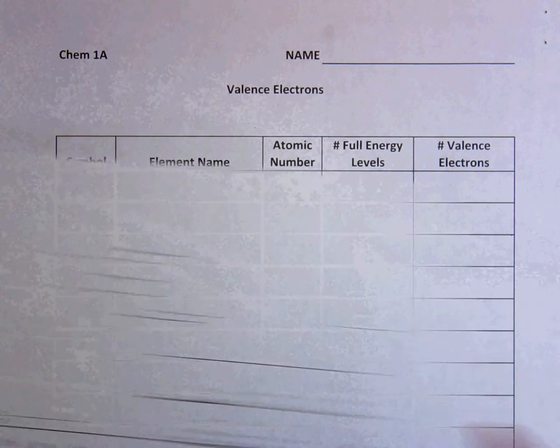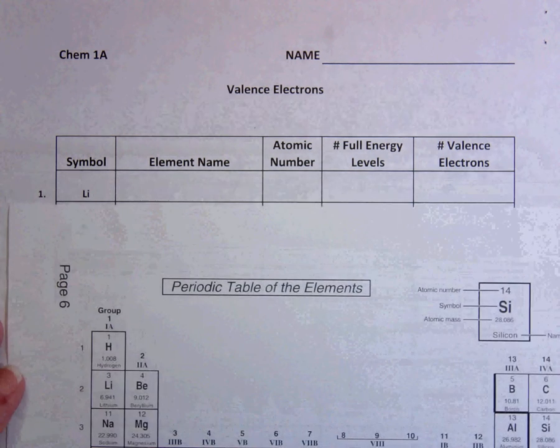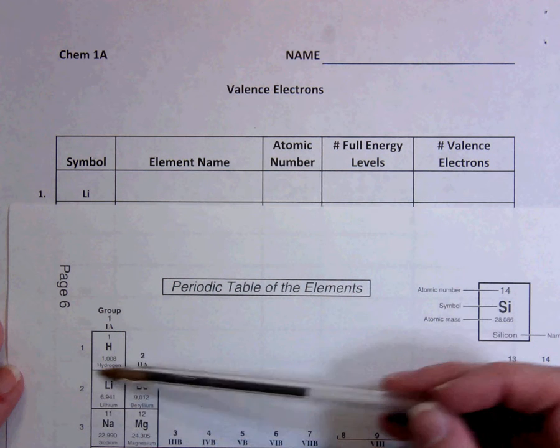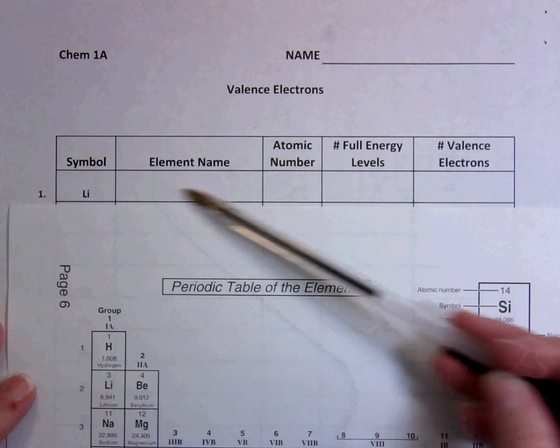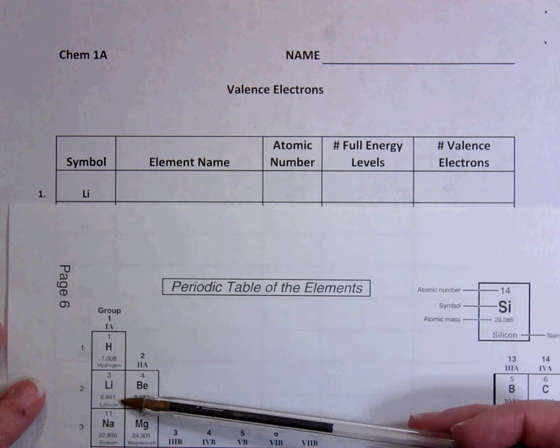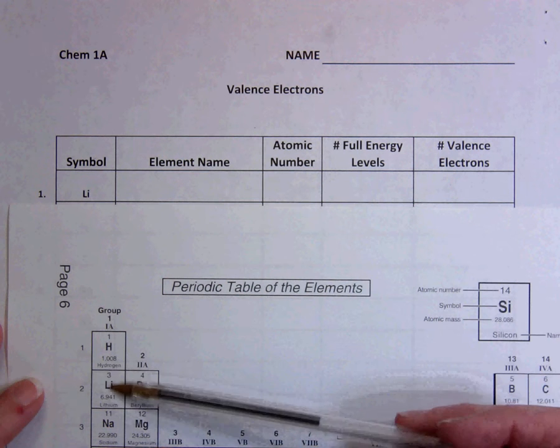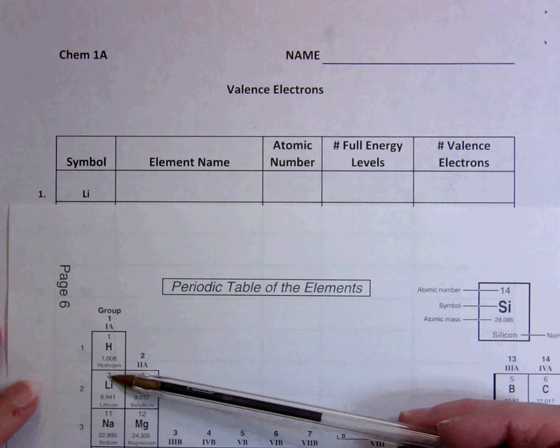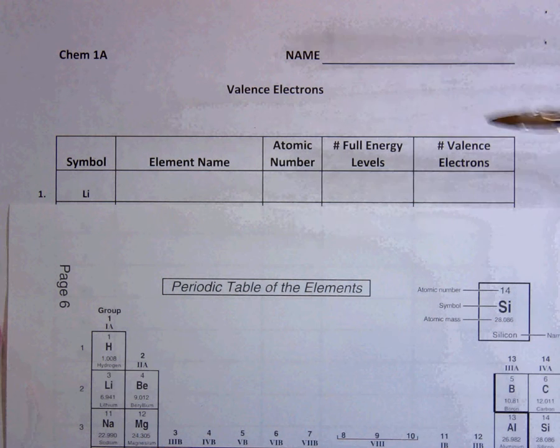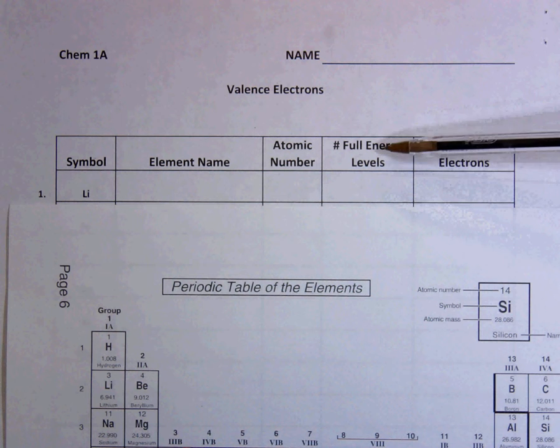If I look up the symbol Li, I find Li right here. It's lithium. So I would write down lithium as the element name. The atomic number, as you can see, is 3. That part's easy. What isn't quite as easy is the number of full energy levels.